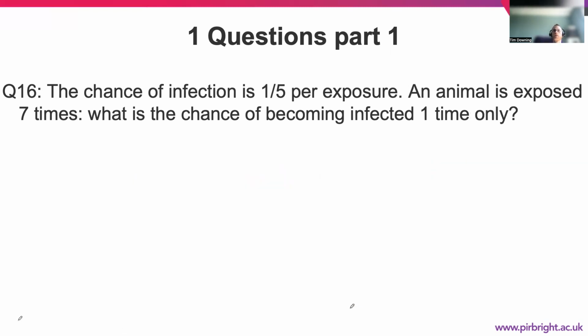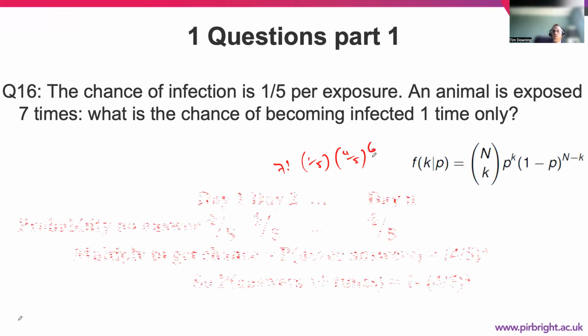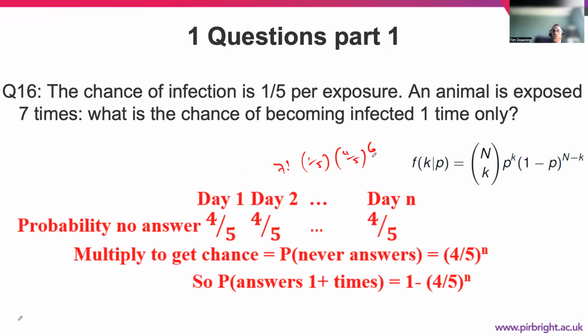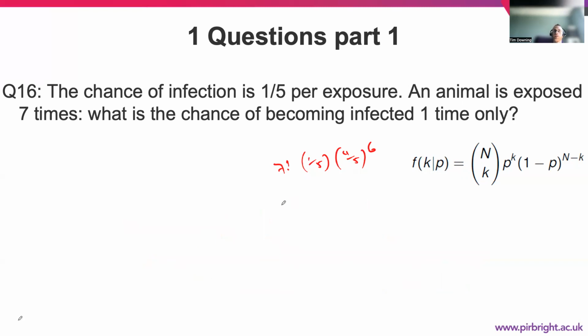If we ask a similar one, what's the chance of becoming infected 1 time only? It's the same thing. We've got 7 factorial, by 1/5 to the power of 1 and 4/5 to the power of n minus k, which is 6. And again, if we work this out, becoming infected 1 time only, we can work it out in multiple different ways, and this is one of them.